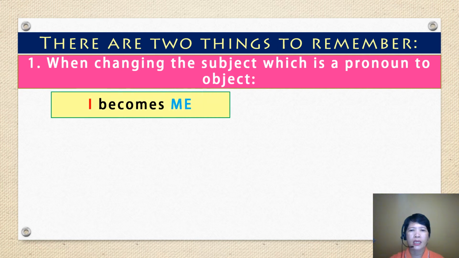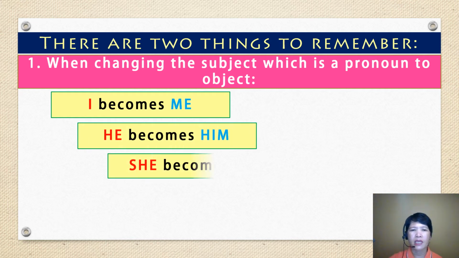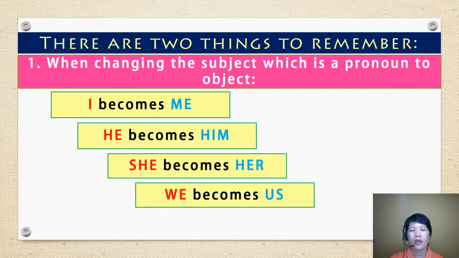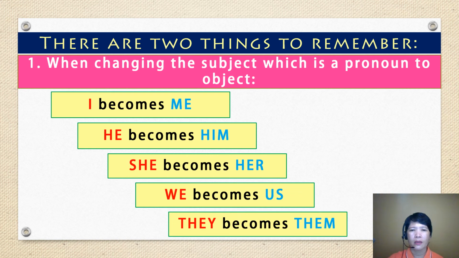First, when changing the subject, which is a pronoun, to object, I becomes me, he becomes him, she becomes her, we becomes us, they becomes them.